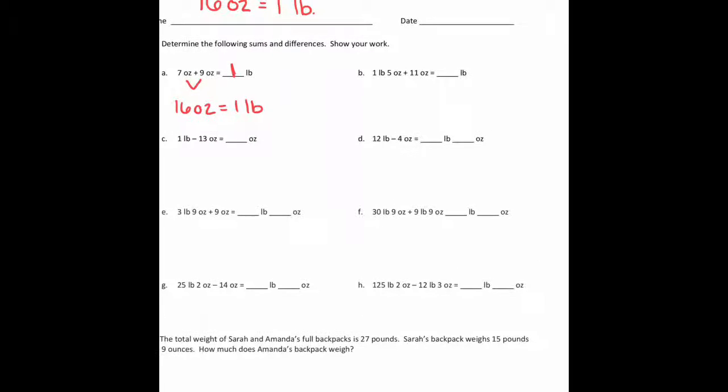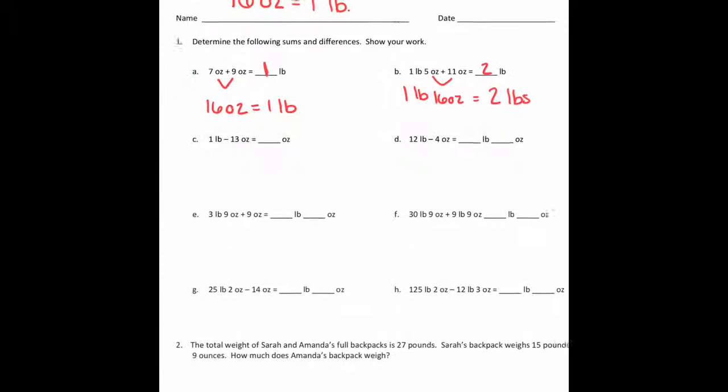All right, let's look at B. We have 1 pound and 5 ounces plus 11 ounces. So 1 pound and 5 ounces plus 11 ounces is 16 ounces. So 1 pound and 16 ounces would just give you 2 pounds total.